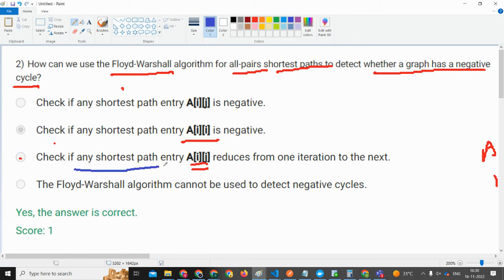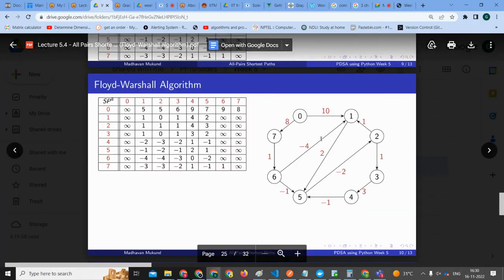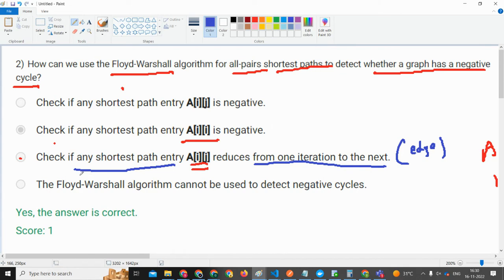Fine. So coming back to this question, if any shortest path A of I to J reduces from one iteration to the next, it just means that it has a negative edge, right? We saw that in the picture also. It just has a negative edge. It doesn't mean that it is a negative cycle. So this option is wrong.